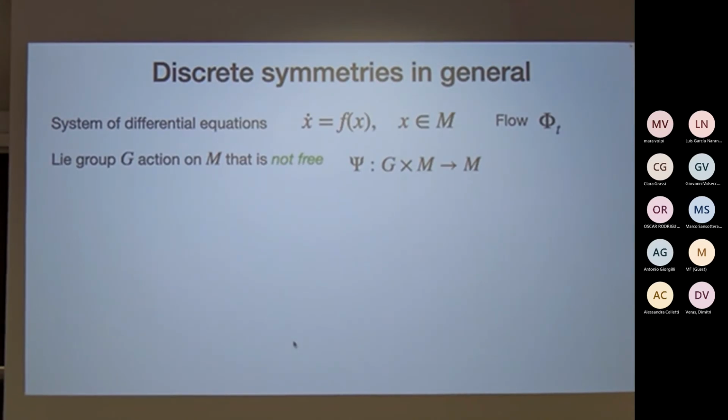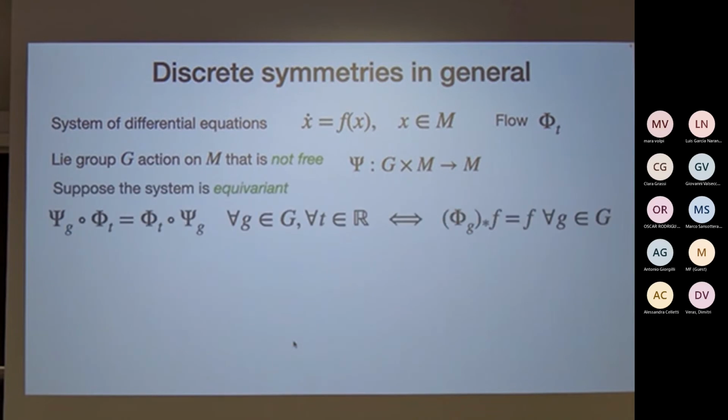So there's a group of transformations on the manifold, and I'm assuming that it's not free. So the action leaves some points fixed in the manifold. Suppose that the system of differential equations is compatible with the action. That means that the flow of the system commutes with the symmetry transformations, or infinitesimally, the push forward of this diffeomorphism defined by the group action leaves the vector field still, so it doesn't move it around.